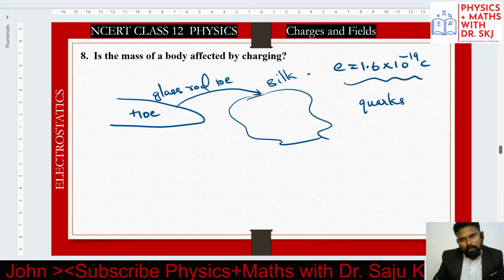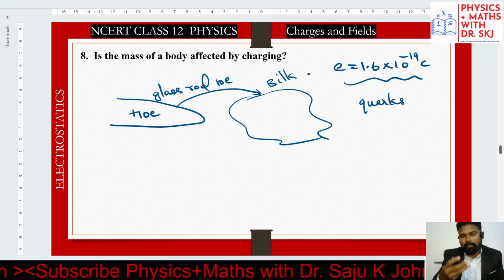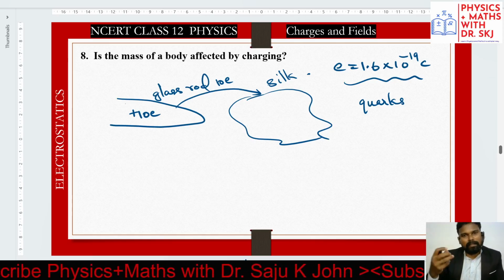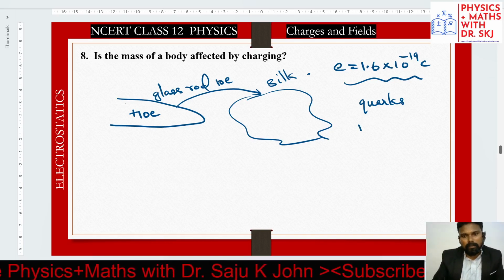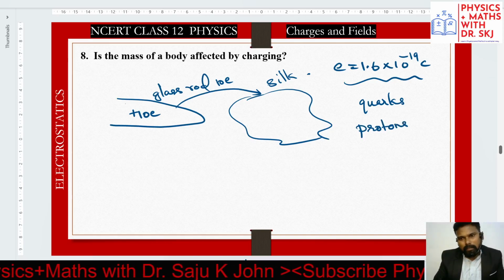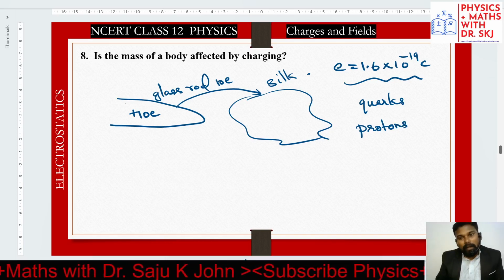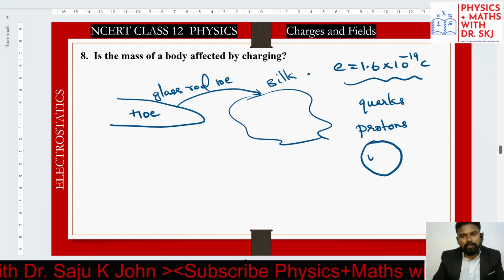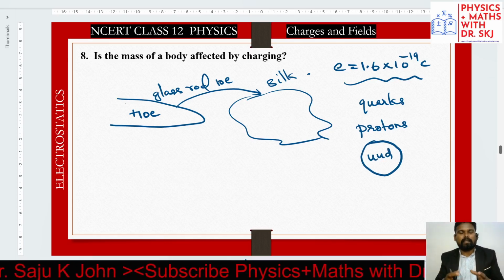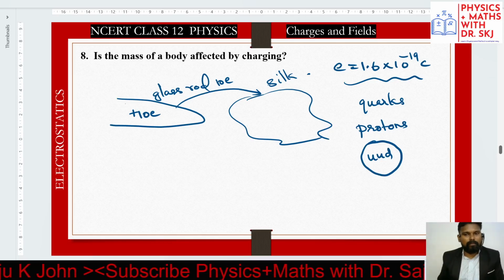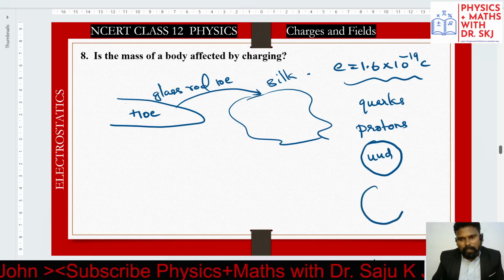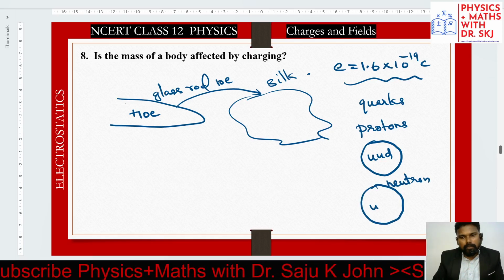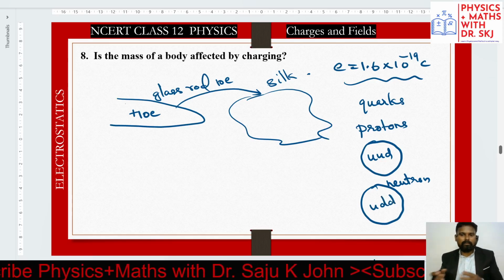We study that nucleons are made up of quarks. Nucleons means neutrons and protons, the particles inside the nucleus. The proton is made up of 3 quarks, which is UUD, 2 up quarks and 1 down quark. And the neutron is made up of UDD, 1 up quark and 2 down quarks.